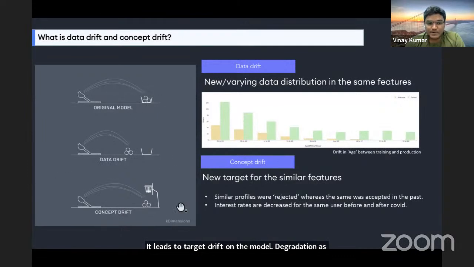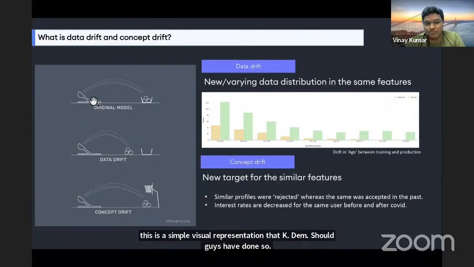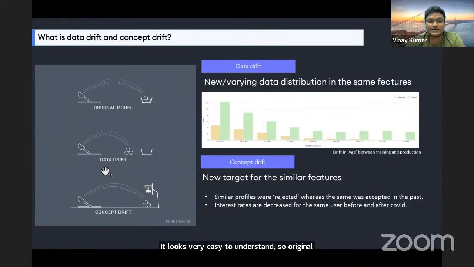This is a simple visual representation that the K-Dimension guys have done, so it looks very easy to understand. The original model is data and the target. When there is a data drift, it tends to make different kinds of predictions. And concept drift is where the goalpost itself has changed. So this is a quick way of understanding data drift and concept drift. Concept drift is also called target drift or model drift. It's exactly the same: the target or the model output is now drifting.